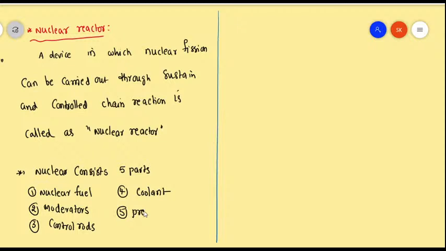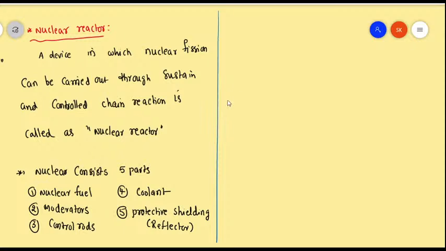protective shielding, which is also called the reflector. These are the various parts of the nuclear reactor. We will draw the diagram of the nuclear reactor and I will explain how it works.